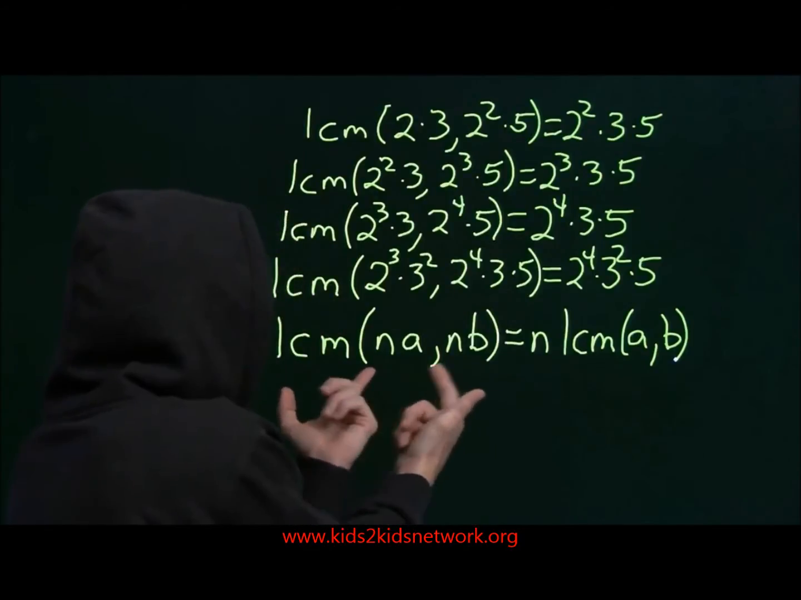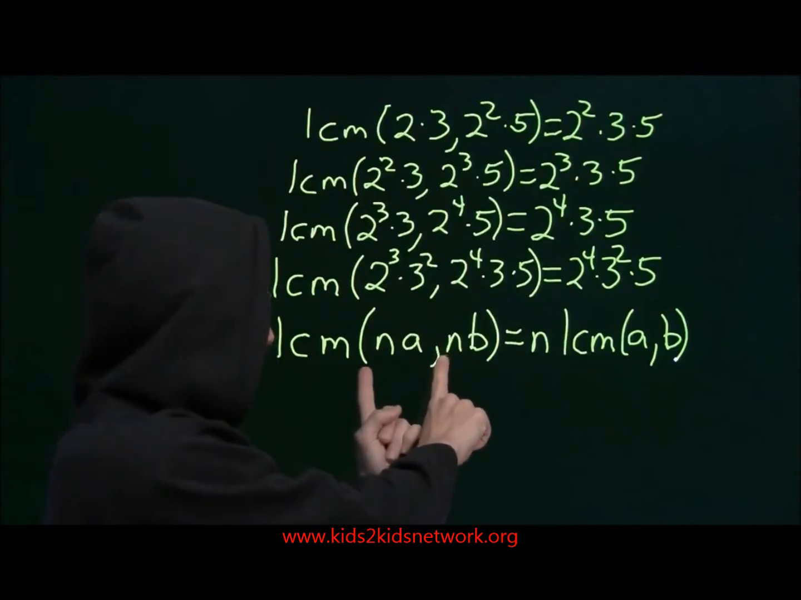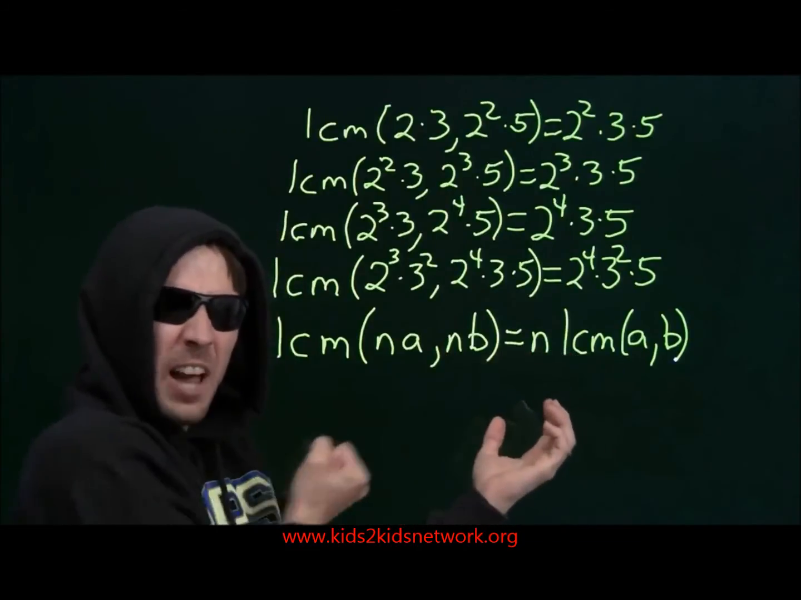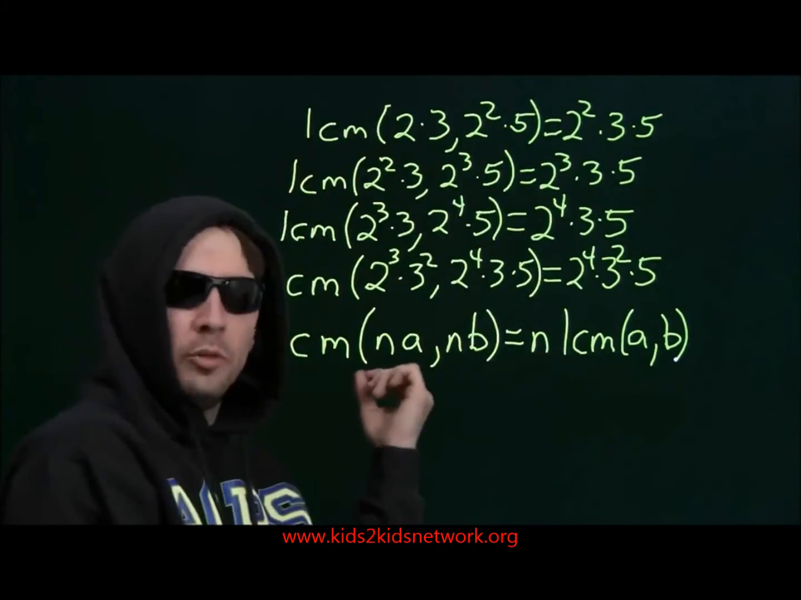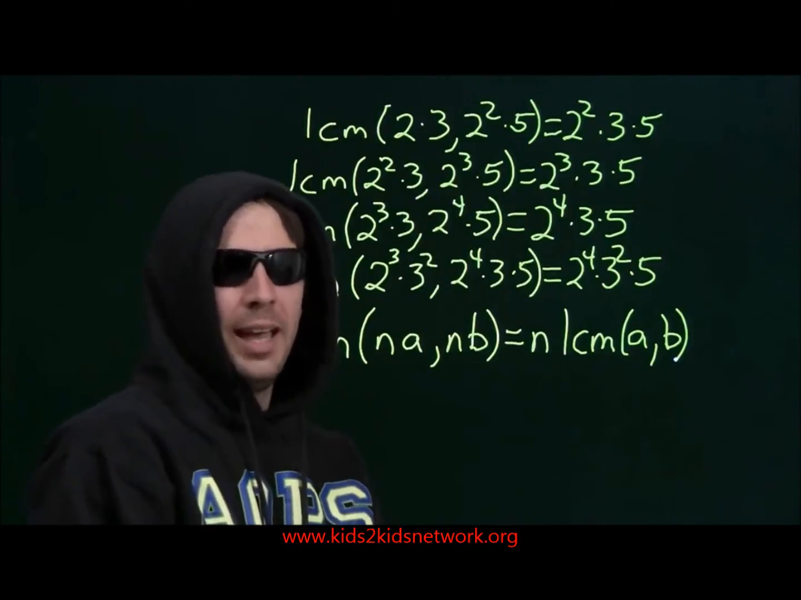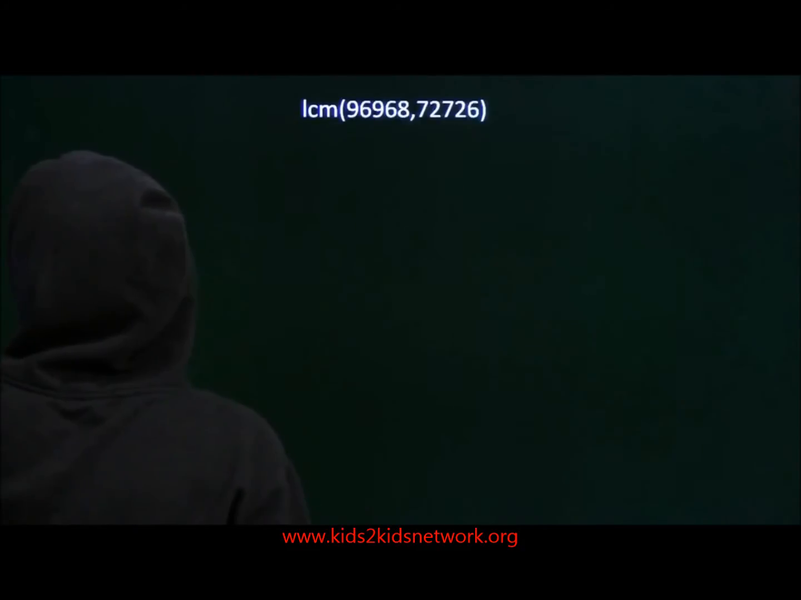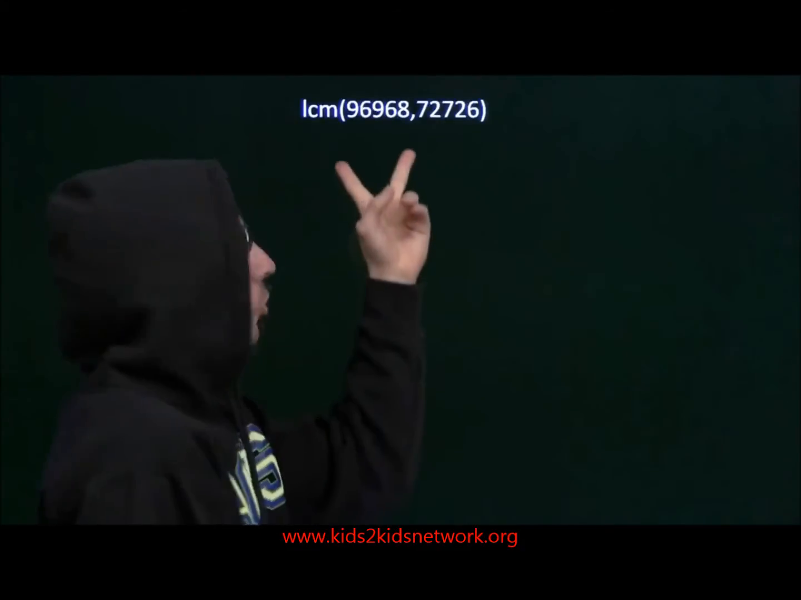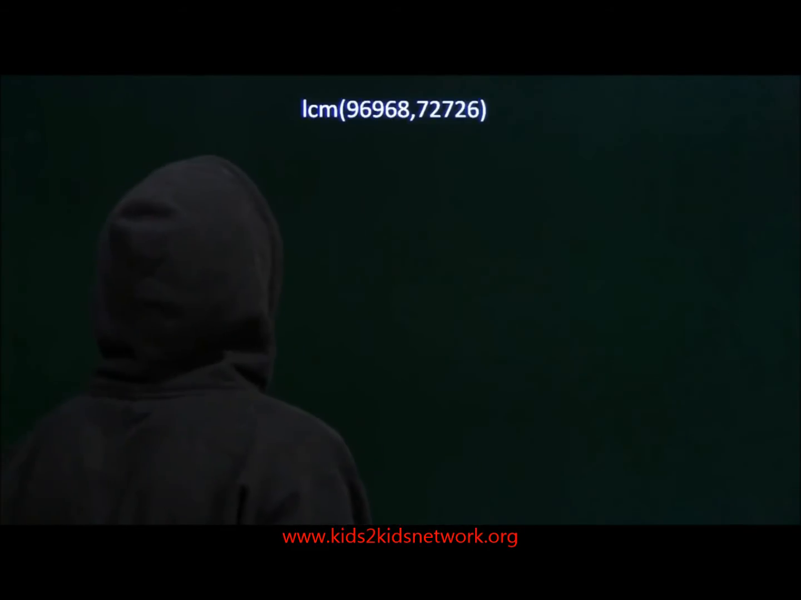So anytime I'm taking the least common multiple of two numbers that have a common factor, like n is here, I can factor that common factor out. I can pull the n out so that the least common multiple of n times a and n times b is n times the least common multiple of a and b. Let's put this to work on that other problem, and you'll see how cool it is. So we got these two massive numbers here, right? They've obviously got a common factor. They're both even. They're both divisible by 2. So I'm going to factor that 2 out.